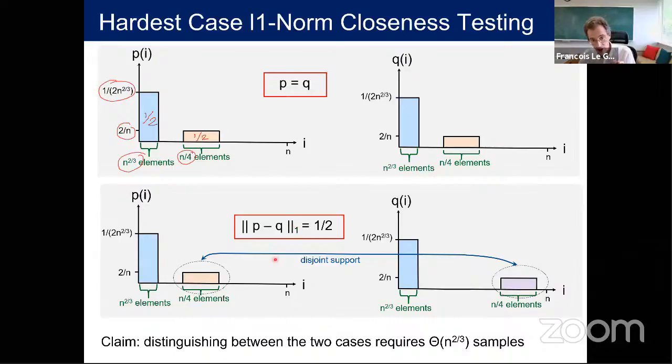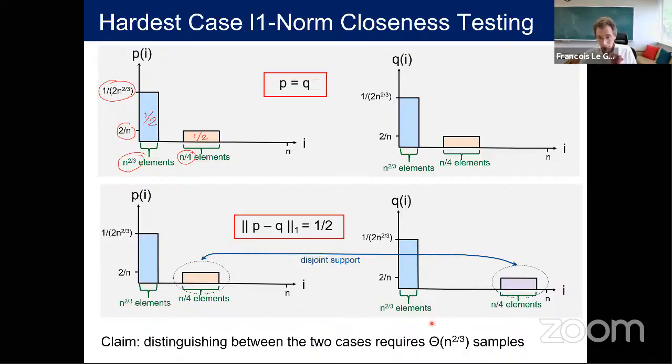For the lower situation, we take the same distribution for P, but for Q we take the same blue part, while the purple part is similar but with a completely disjoint support. This means that the distance between the two distributions is exactly 1/2, because they agree on a fraction of weight exactly 1/2 and disagree on the other 1/2.